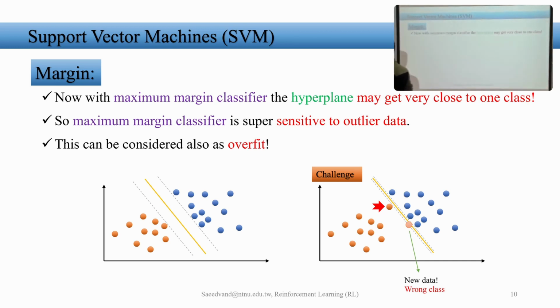It's very simple. Simon wants to answer. Okay, let's see. We say the maximum margin classifier is super sensitive to outlier data. And what is the outlier data? Outlier data is, where are the markers? Here.